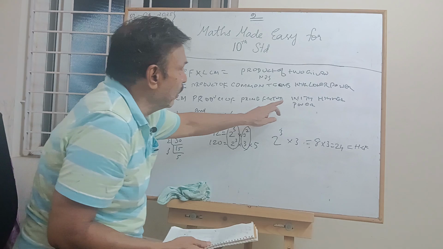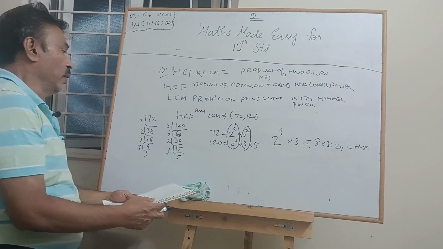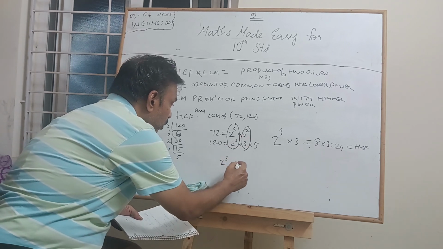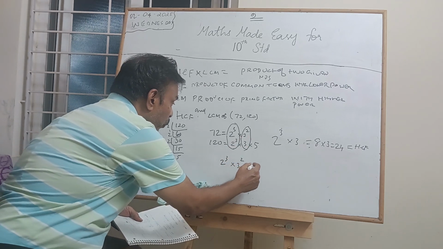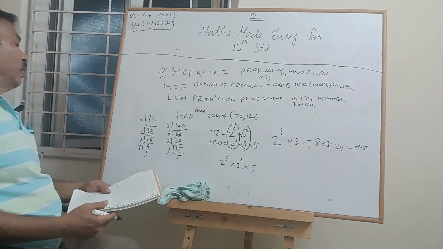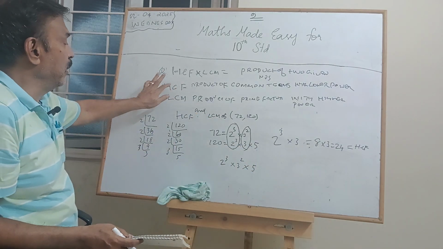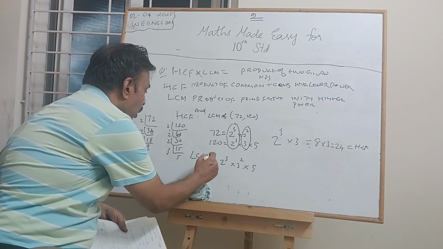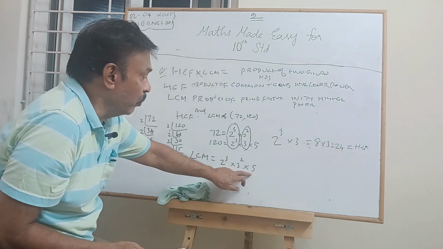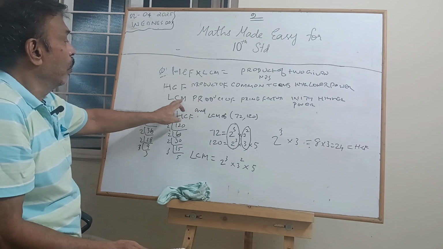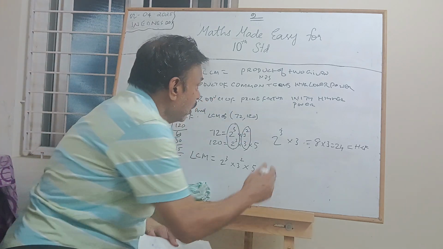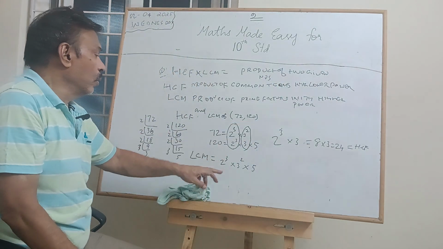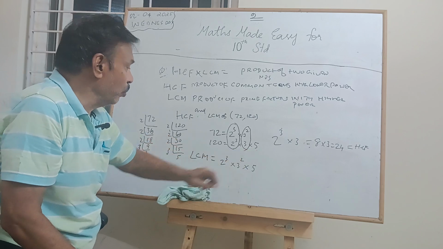Okay. Now, see what LCM says: product of prime factors with high powers. The high powers are 2 to the power 3 into 3 squared into 5. This 5 you have to take. In HCF you have not taken 5, but in LCM we have to take this 5 into account because it says product of prime factors with higher power.